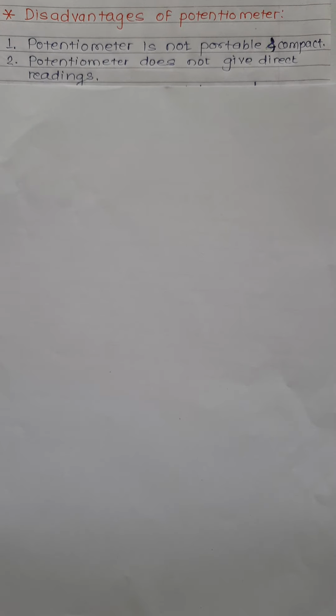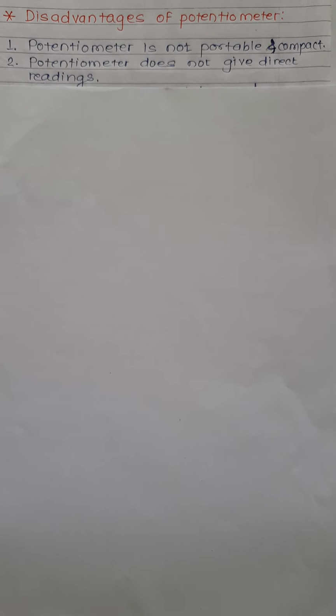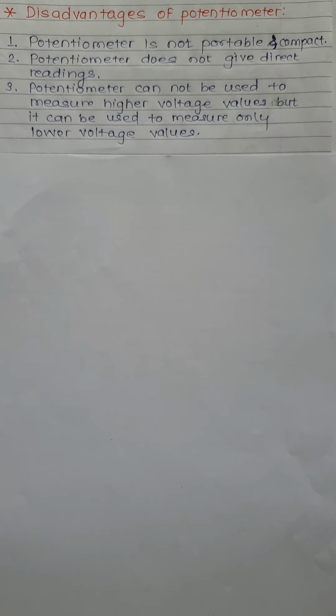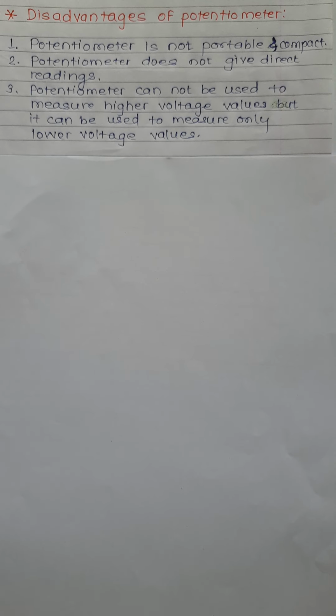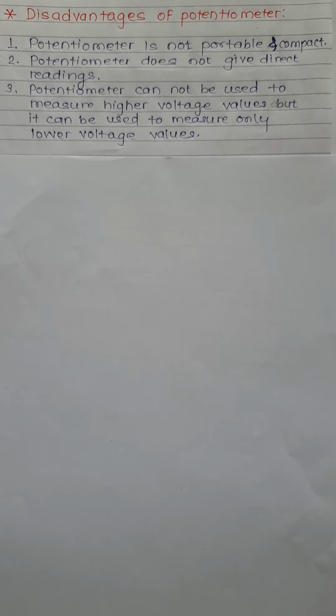Now, disadvantages of potentiometer. First, potentiometer is not portable and compact. Second, potentiometer does not give direct readings. We first measure length and then by using the principle of potentiometer we get the potential difference between points of wire for that length. Third, potentiometer cannot be used to measure higher voltage values because it can be used to measure only lower voltage values.